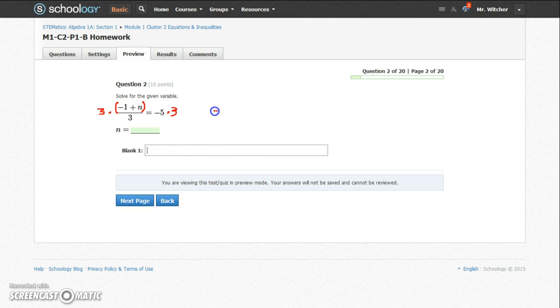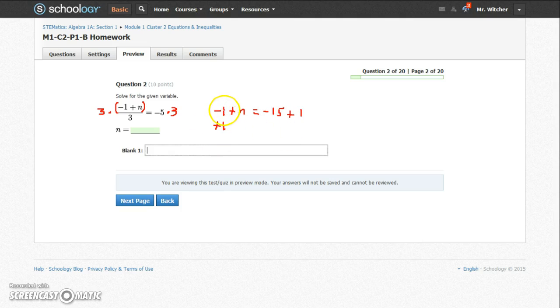So we multiply both sides by 3. And we end up with negative 1 plus n, and again I'm going to drop the parentheses because it's no longer being divided, equals negative 5 times 3, which is negative 15. Now what else is happening to n? Well, it's being added to negative 1, so we have negative 1 plus n. So in order to get rid of that, we will add 1. Or you could call this subtracting a negative 1. It's the same idea. We're going to add 1 to both sides.